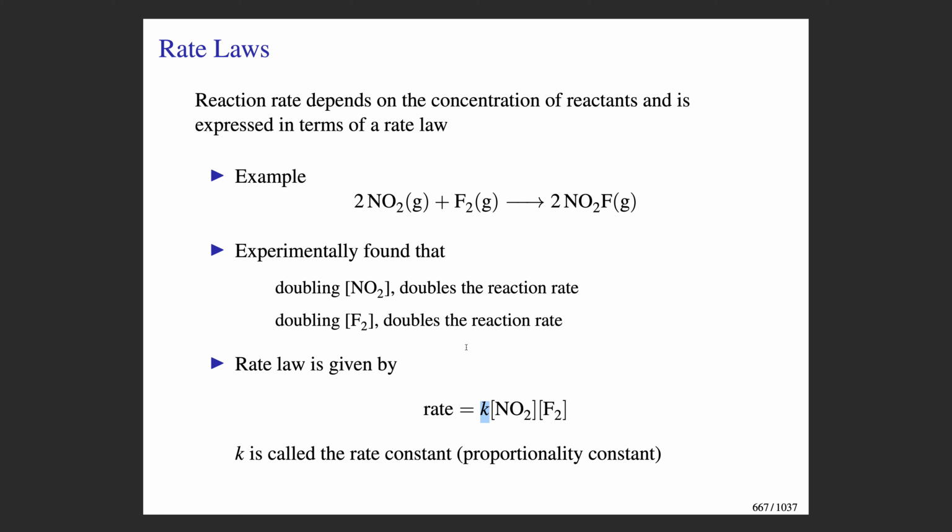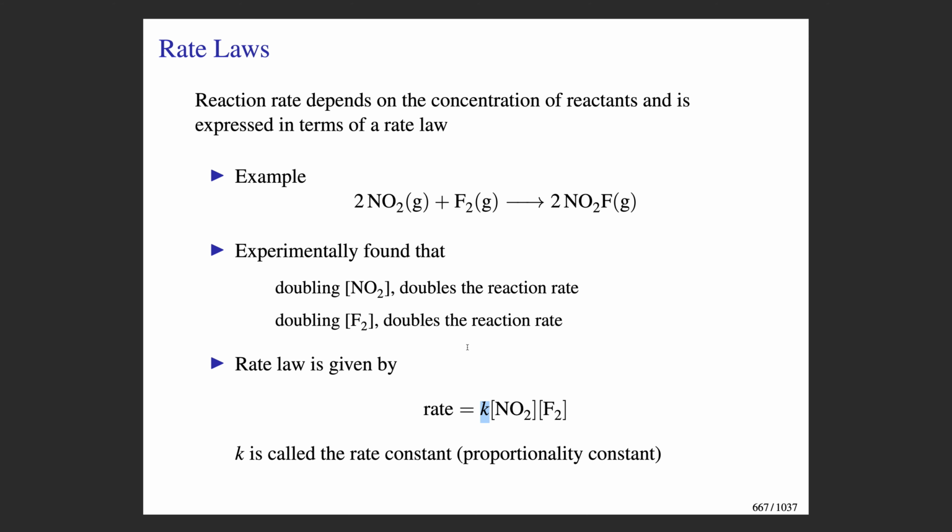The reason it's called the rate constant is because it does not depend upon the concentrations of the reactants. Okay, I'll say it again, it's very important. The rate constant, k, does not depend upon the concentration of the reactants. That's why it's called the rate constant. Now later, we are going to find that the rate constant does depend upon temperature, but that's not the same thing as depending upon concentration.